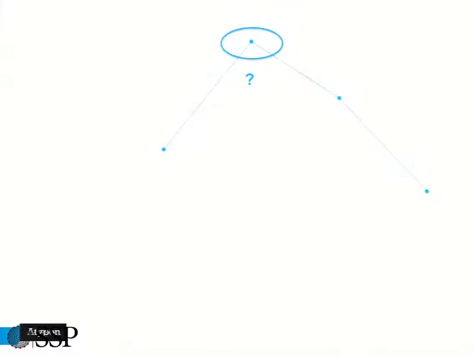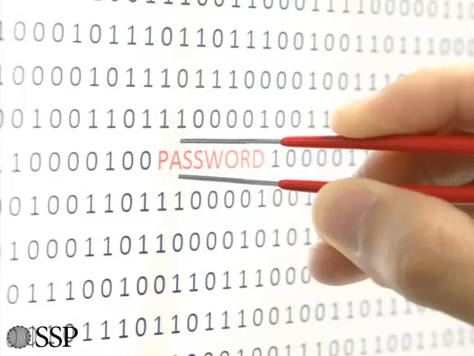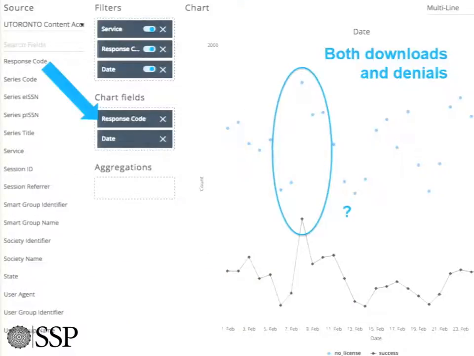I'll give you an example. Let's say in a recent month you experienced a spike in downloads and you wanted to identify the cause. Now, it's just a fact of our time. The first question we'd have to ask is, is this a result of fraud? We can drag in from our available field list for this data set response code and date. And here we can see the daily trend of both downloads and denials in one chart.